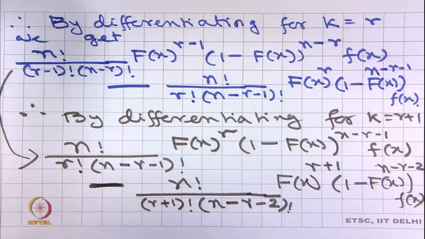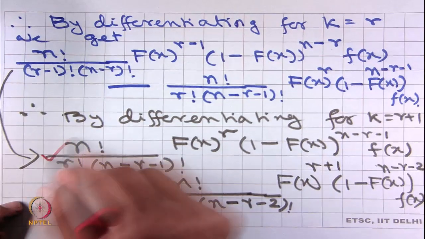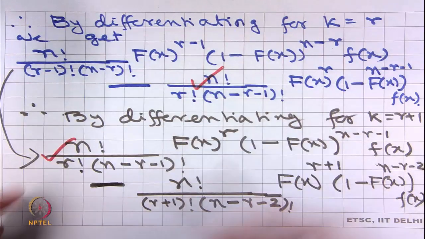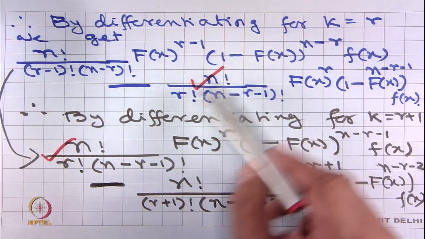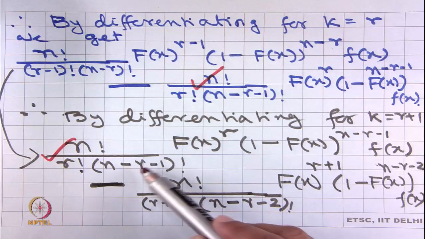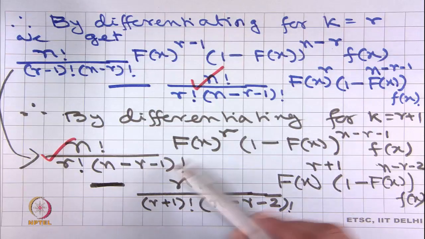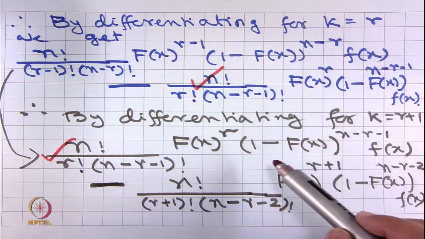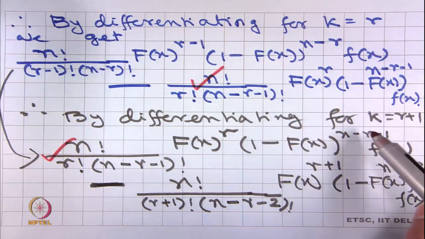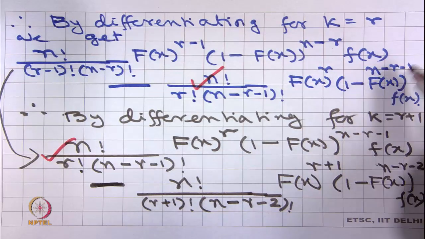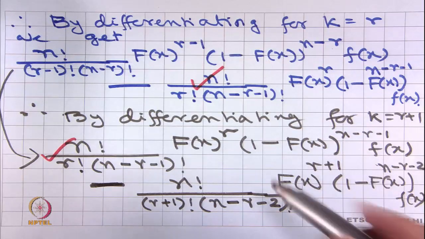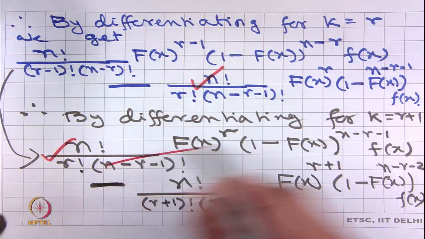Now, there is an interesting thing that happened. If you consider this term and this term, they are the same: n factorial upon r factorial into n minus r minus 1 factorial, f(x) to the power r, (1 minus f(x)) to the power n minus r minus 1 into f'(x). So, they cancel with each other.